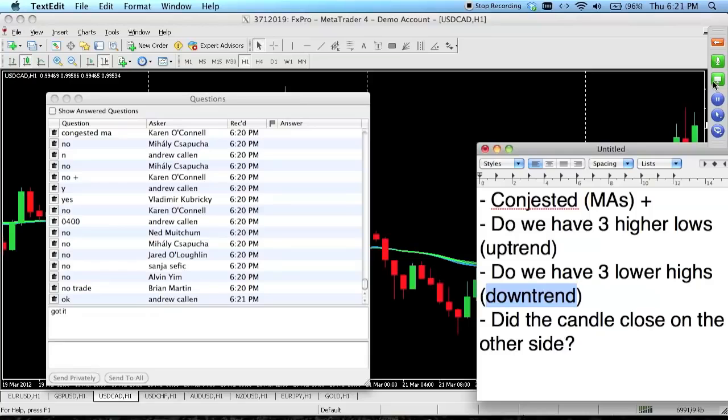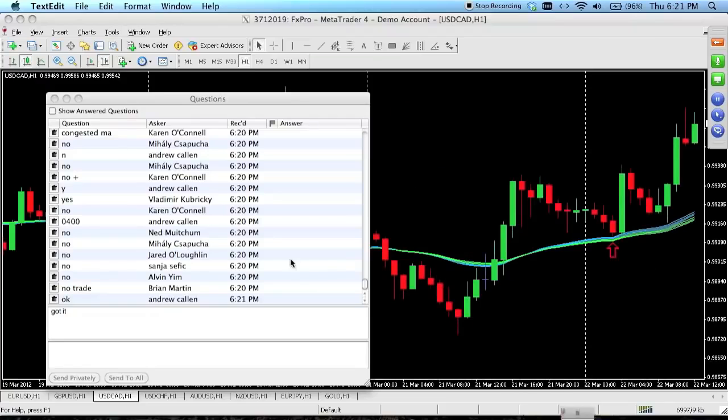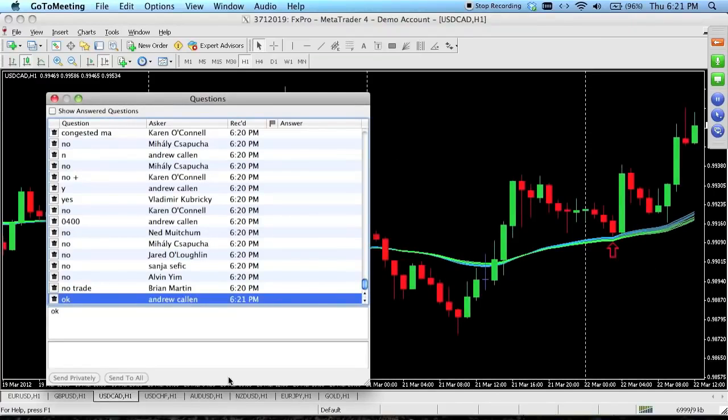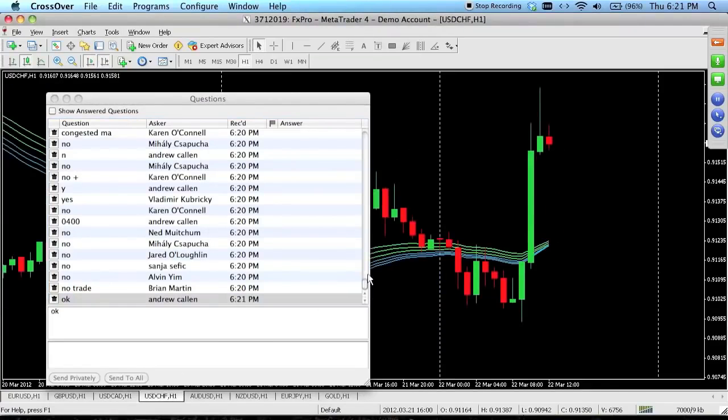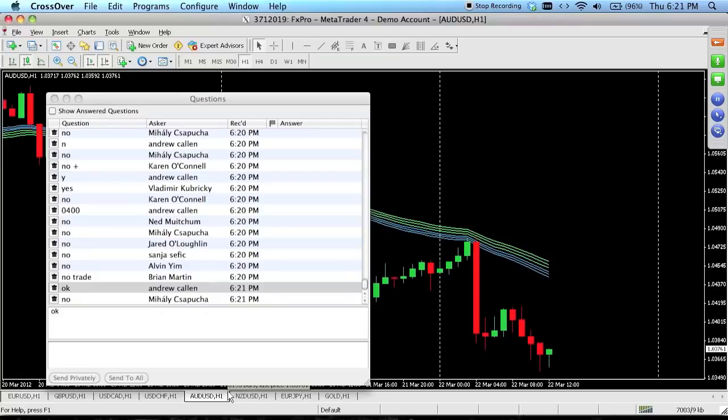Again, these rules are very important, and once you guys have this on YouTube, or if you guys want to take a screenshot or write this down, you guys are welcome to do that. So let's move on. Let's take a look at US dollar Swiss franc. Any trades today? No. Okay, good. Aussie dollar. Any trades?